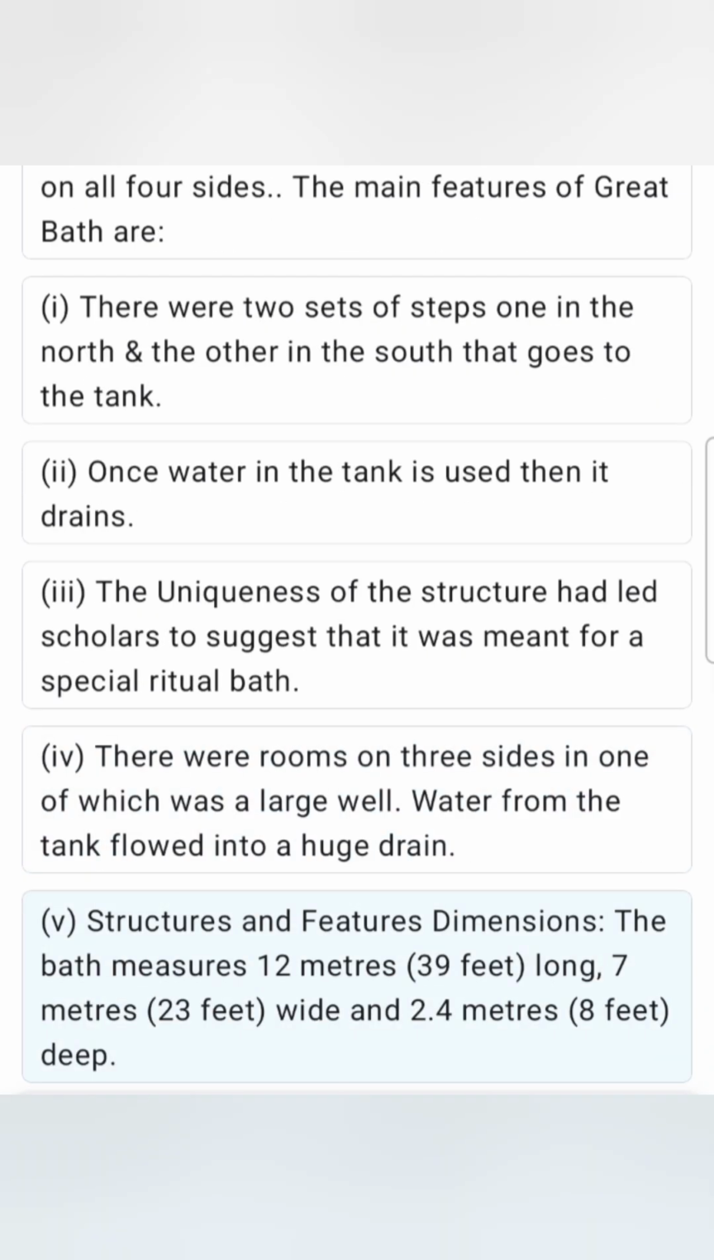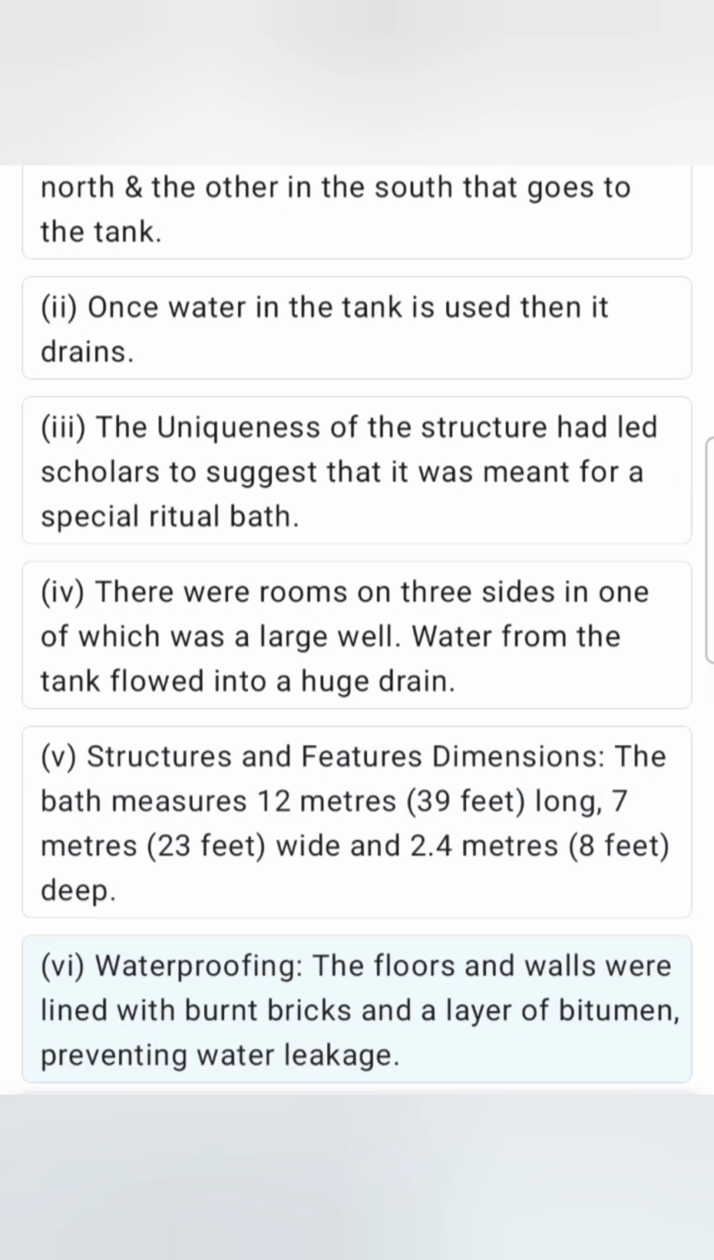V. Structures and features. Dimensions. The bath measures 12 meters (39 feet) long, 7 meters (23 feet) wide and 2.4 meters (8 feet) deep. VI. Waterproofing. The floors and walls were lined with burnt bricks and a layer of bitumen.